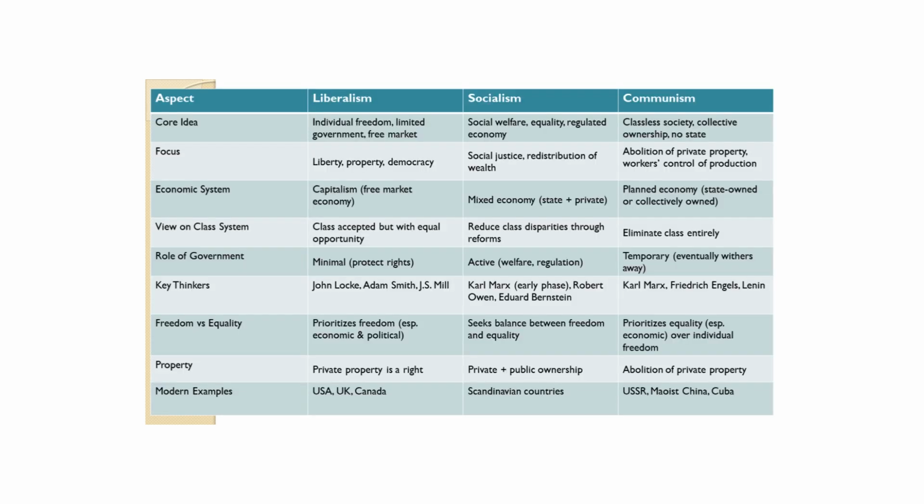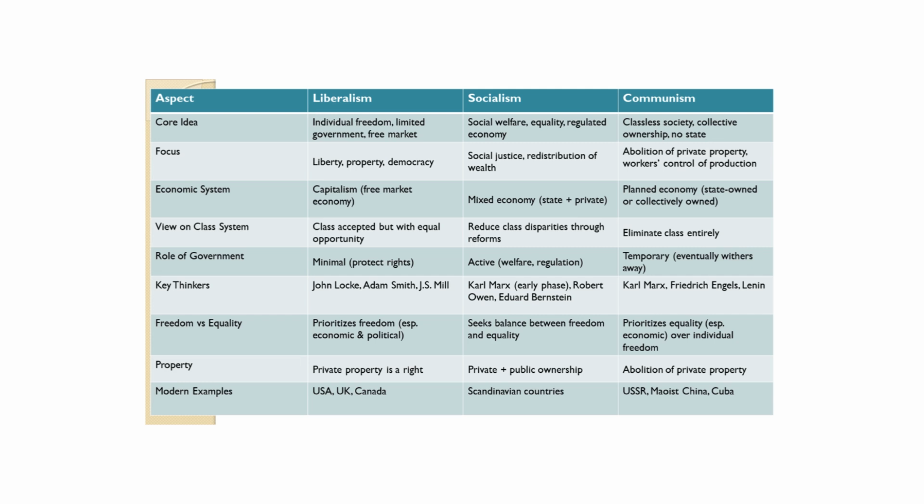So this is a very important table, as this shows a comparison between these three political ideologies. And when you look at the key thinkers, we see that liberalism was supported by John Locke, Adam Smith, and J.S. Mill. So whenever you talk about liberalism, it's very important to talk about these philosophers.